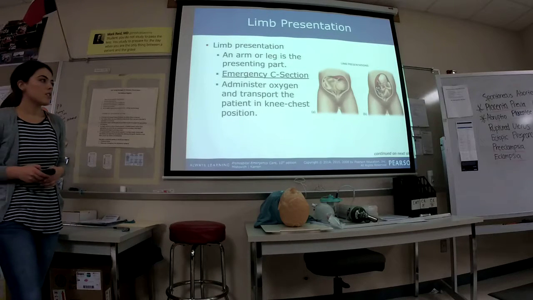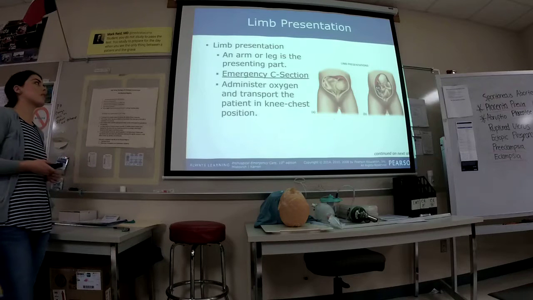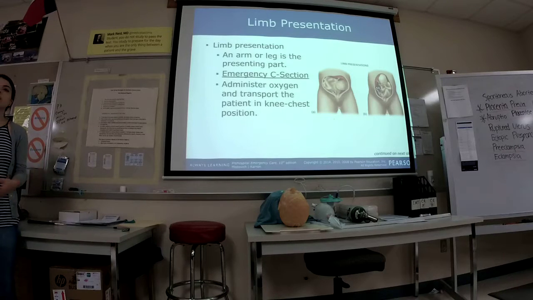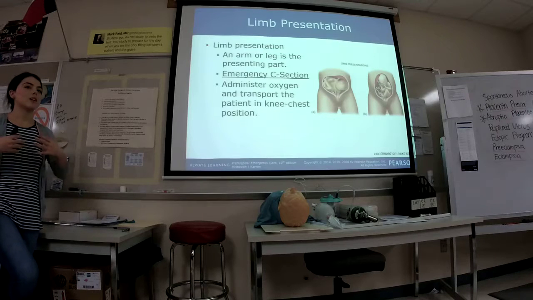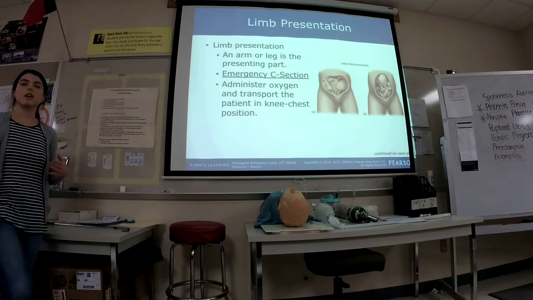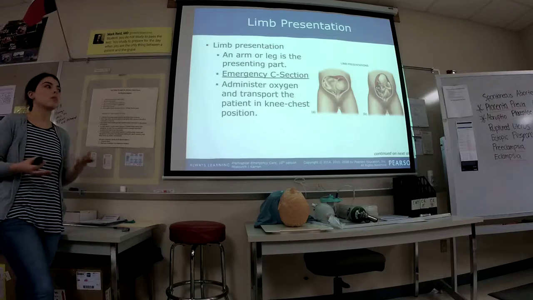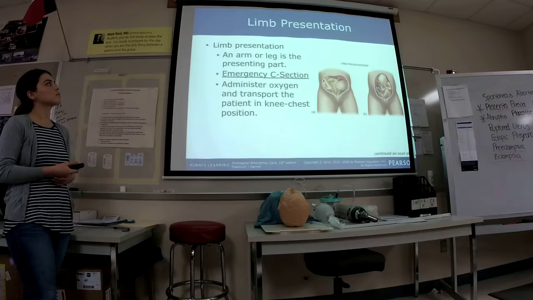A limb presentation is an arm or a leg that's presenting first. This requires an emergency C-section. Whenever we're transporting the patient, we want her to have her knees to her chest. In a way, we're preventing the labor and delivery process, because this is very complicated, and we won't be able to successfully deliver this vaginally.